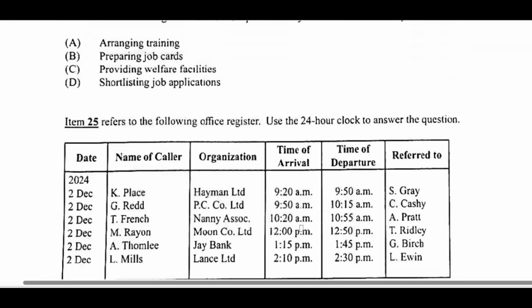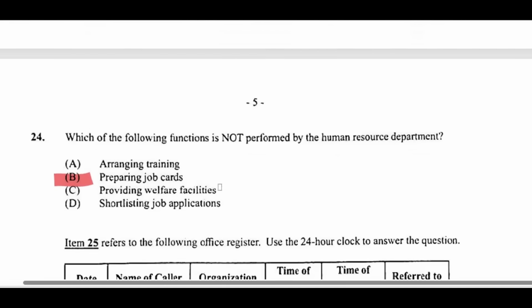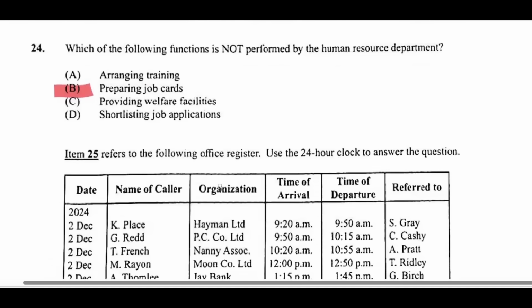24. Which of the following functions is not performed by the Human Resource Department? Arranging training, yes. Preparing job cards, no. Providing welfare, yes. Shortlisting, yes. So the answer is B. Preparing job cards. HR don't do preparing job cards. That section is the operations department.